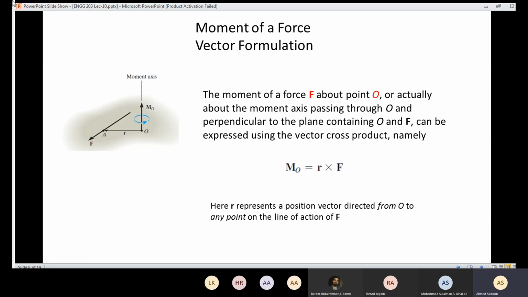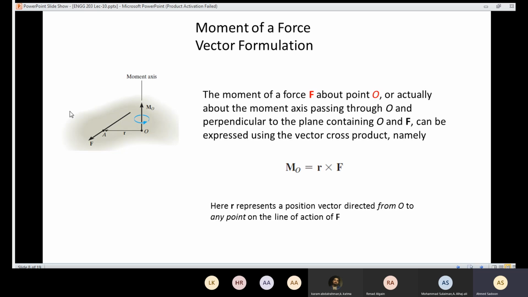So let's get started again. Before that lecture, we had a lecture about the vector cross product. And in order to deal with the moment of a force in vector formulation, it's important to understand the vector cross product.